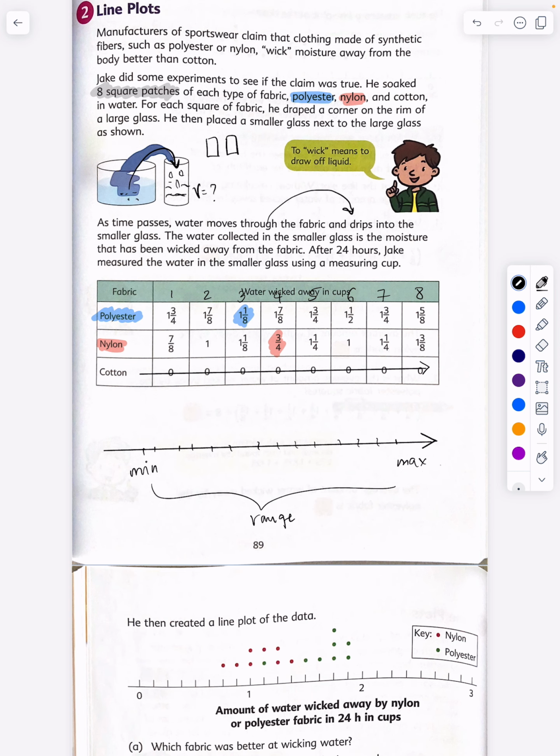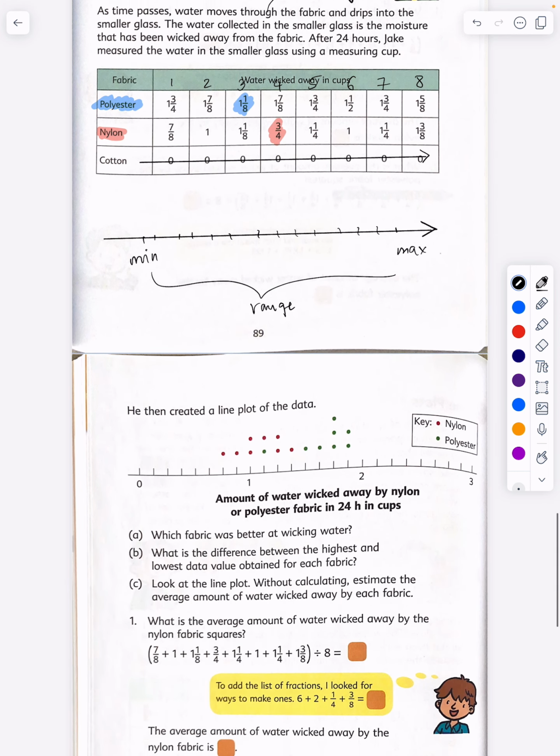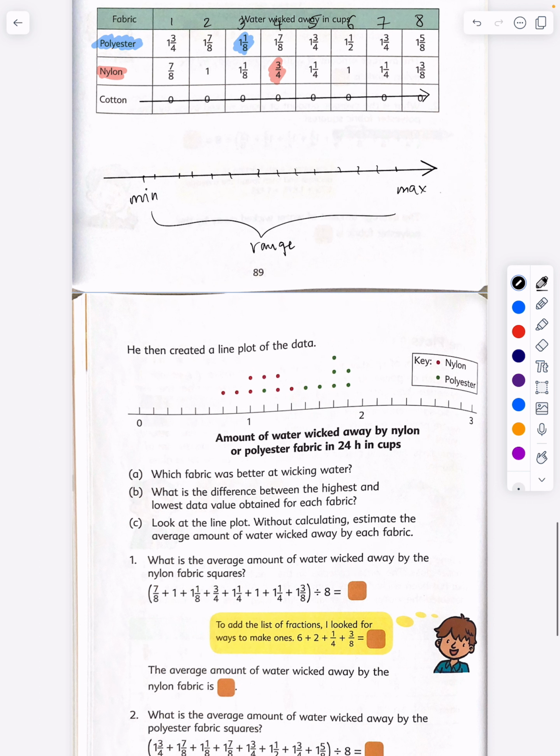Then Jake plotted it on a number line. He created a number line. Again, a number line is a line where we have numbers and we plot our data. Notice for nylon, he used red color, matching our table, and for polyester, he used blue color. Notice that the data does not start from 0.